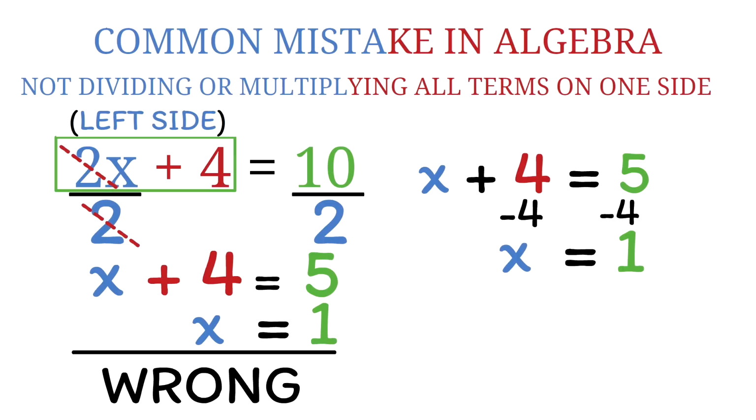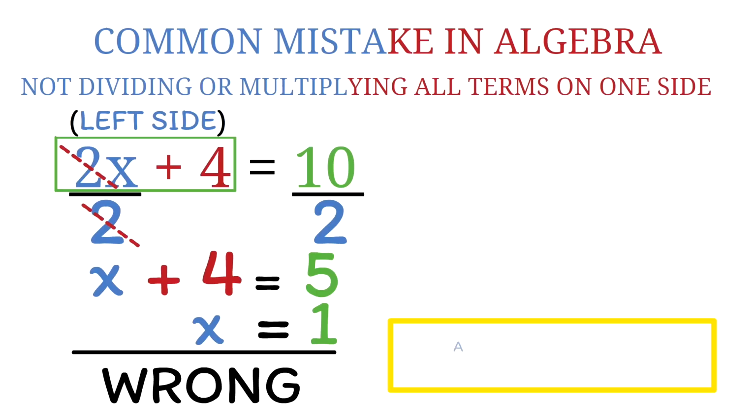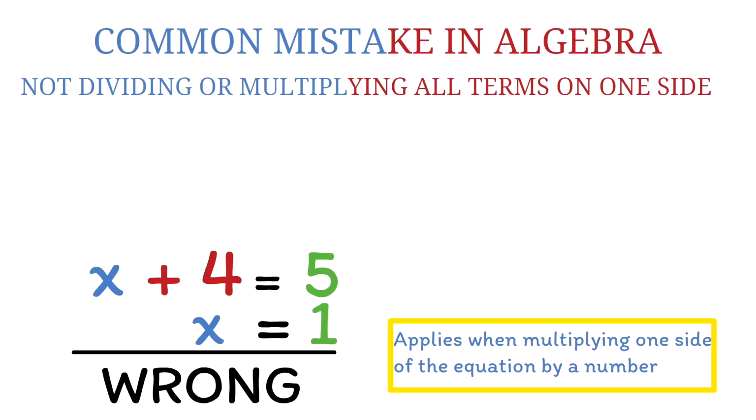The rule for dividing all terms on one side is that if you divide one side of the equation by a number, you must divide everything on that side by the same number. Note that this same rule applies when you are multiplying one side of the equation by a number. You multiply all the terms by that same number.